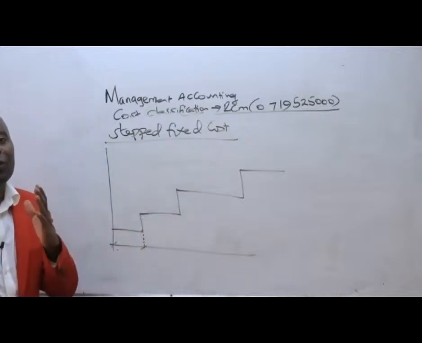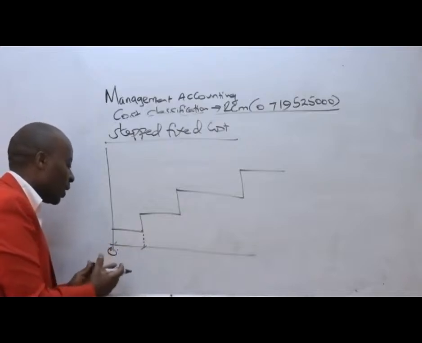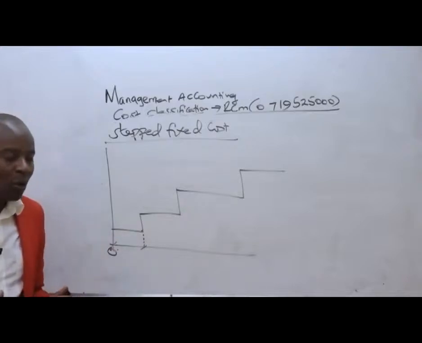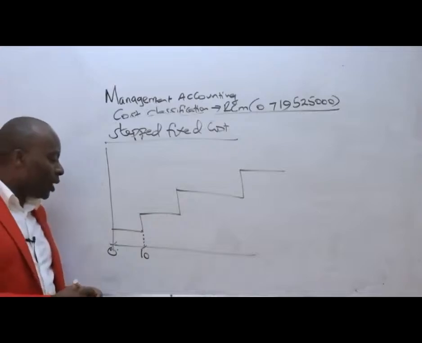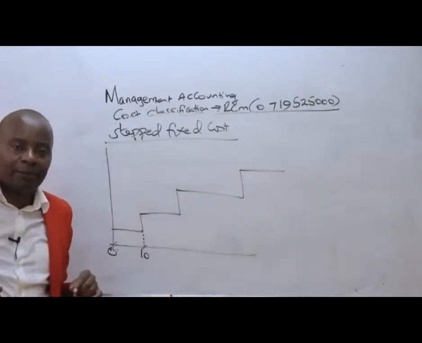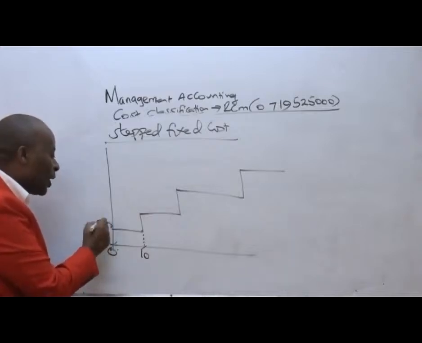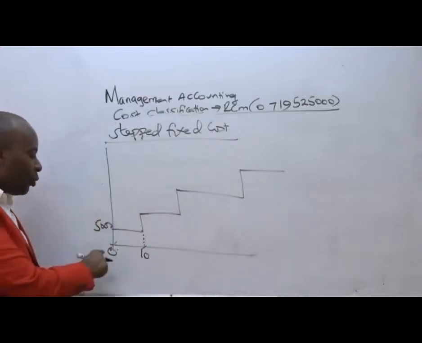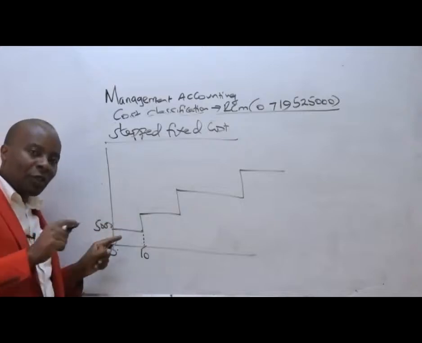For instance, we could have a very good scenario with our landlord, where we tell our landlord that, ladies and gentlemen, for the first 10 students that we're going to have, we only need one small room like this, where you're going to be charging us, for example, 5,000 Kenya shillings. Meaning that for this range, I'll be constantly paying on a monthly basis 5,000 shillings.